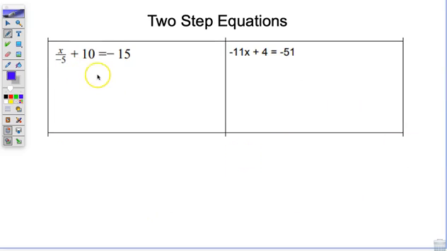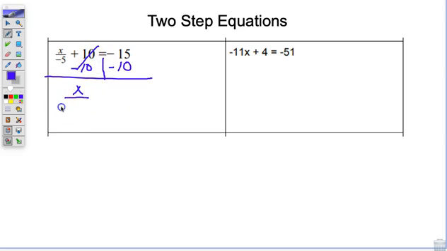In the next one, here's my equal sign. I'm going to draw a little line here. I can see my x is spotted right here, divided by negative 5 plus 10 equals negative 15. So I want to start with either adding or subtracting. The inverse of adding 10 would be to subtract 10 on both sides. That's equal to 0 because 10 minus 10 is 0.